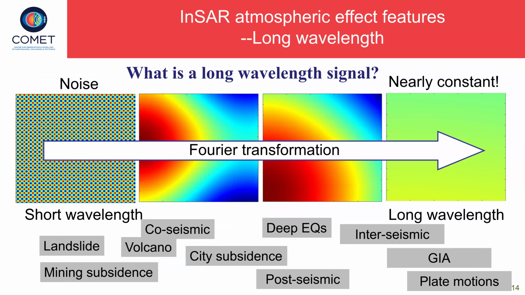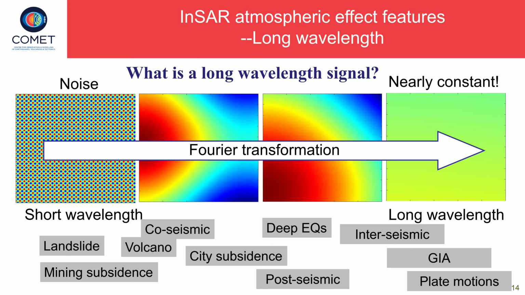So how do we understand the long wavelength signal? It comes from the Fourier transformation. Short wavelengths typically mean noise or random noise, and longer wavelengths typically mean a trend effect, nearly constant over small areas. Short wavelength signals include, for example, landslides or mining-caused subsidence. Coseismic interferograms or volcanic eruption deformation are between short and medium wavelength signals. But post-seismic or interseismic deformation typically has very long wavelength signals. So different deforming scenarios have different wavelengths of signals.